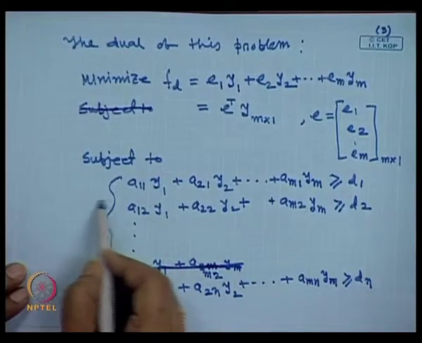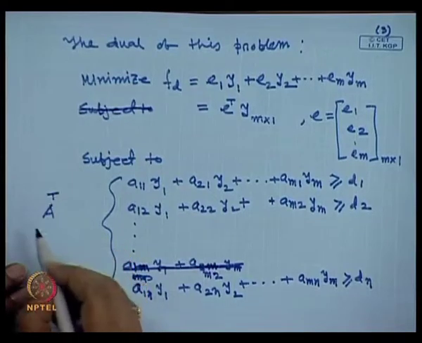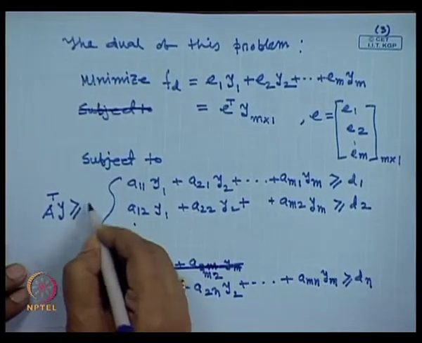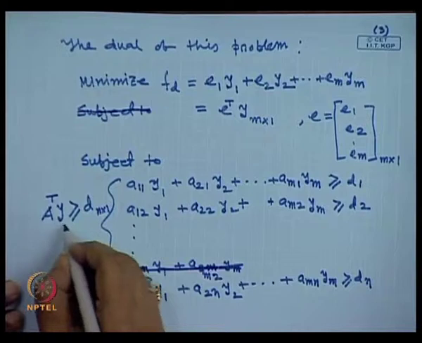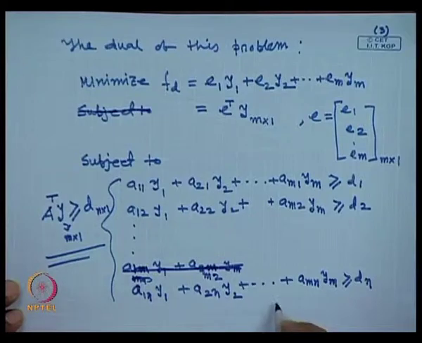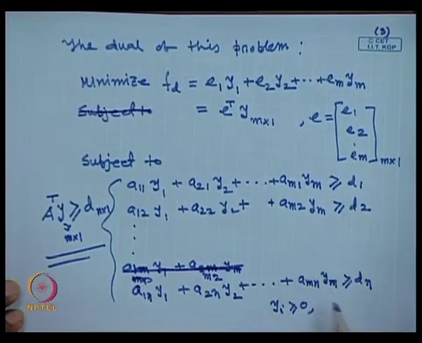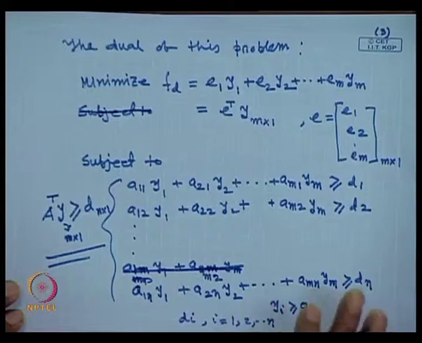If you express these inequality constraints in matrix form, it is A transpose of Y greater than or equal to D. D has dimension n cross 1, and Y is m cross 1. Here Yi is greater than or equal to 0, and i varies from 1 to n. This has no restriction on its sign.